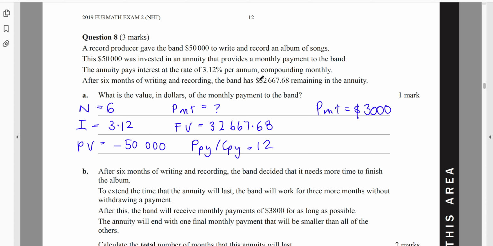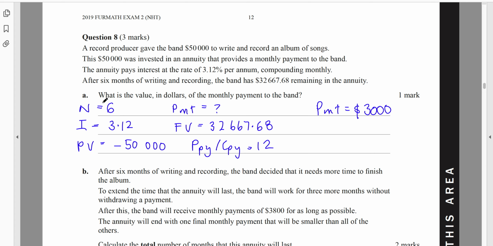Now, we are asked the value of the monthly payment. You'll notice we weren't told what that was in this information. So I am going to use the solver here. It makes the most sense to do that. And I start entering the information that I have. I know after 6 months that I've got this value in the annuity.